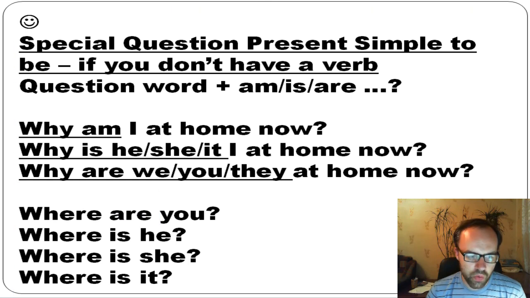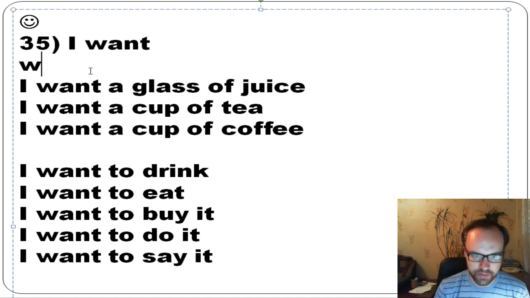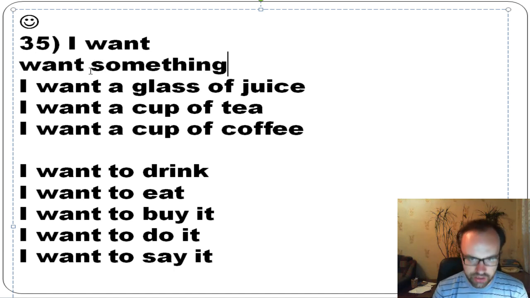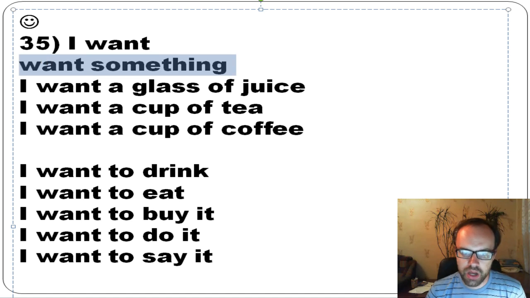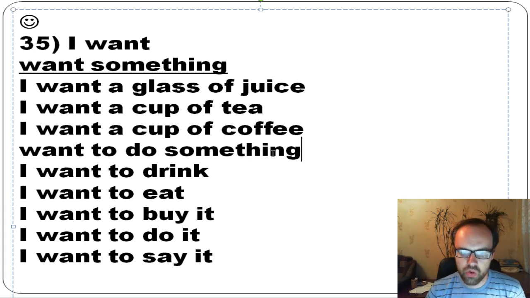Good. Well, let's talk about I want. I know that students often make mistakes when they use this verb want. Okay? So we say want something. For example, I want a glass of juice. I want a cup of tea. I want a cup of coffee. Or we say want to do something.